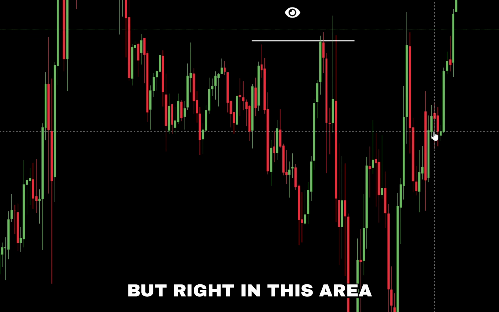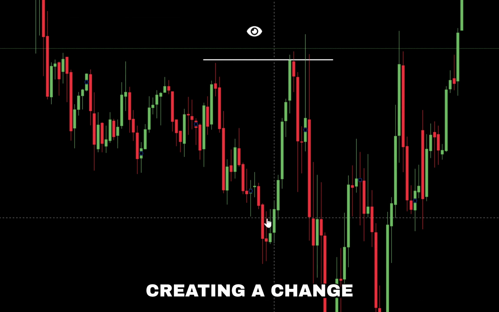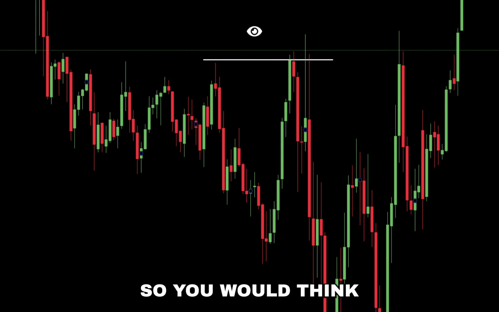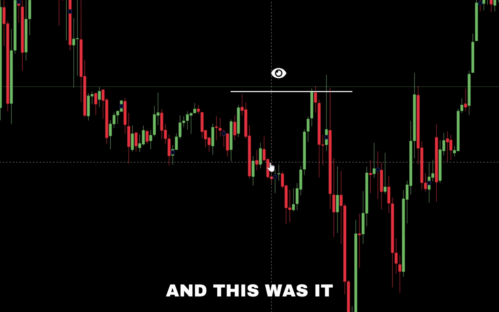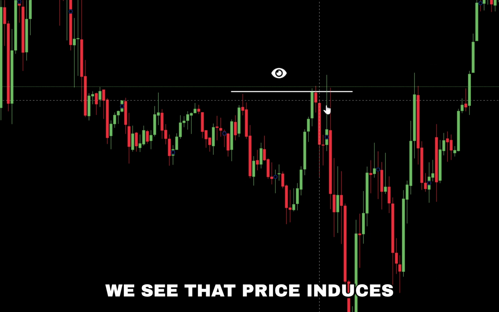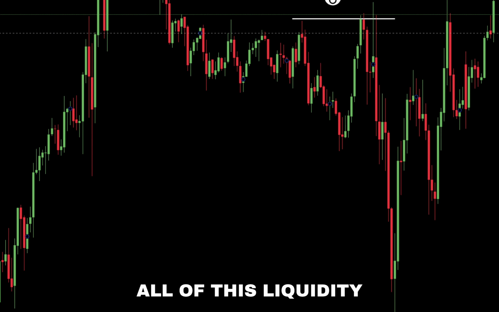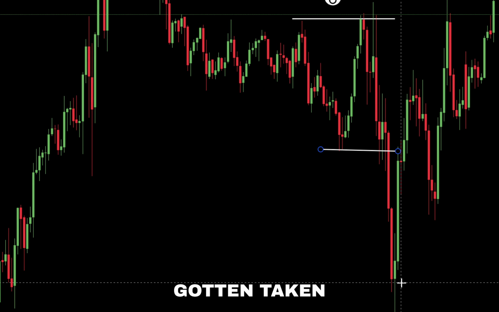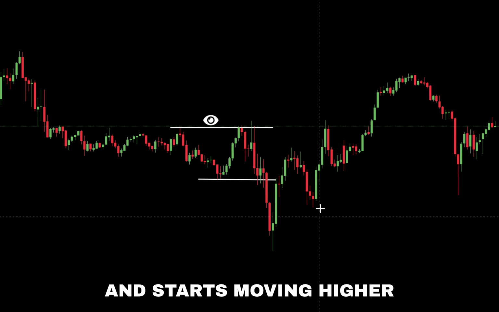But right in this area, what do we see? We see another break, creating a change in character that breaks above these highs. So you would think right here, this was the change in character move, and this was it, so that we can start moving higher now. But what do we see? We see that price induces all of these buyers inside and then moves lower and takes out all of this liquidity. So if you would have gotten in early right here, thinking that this was the move, you would have gotten taken out. Price then moves to another area right here, respects this area, and starts moving higher.